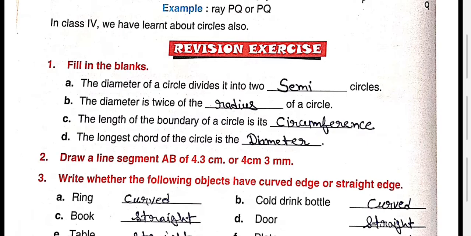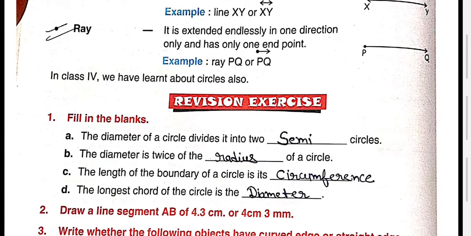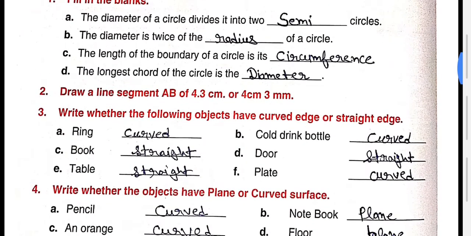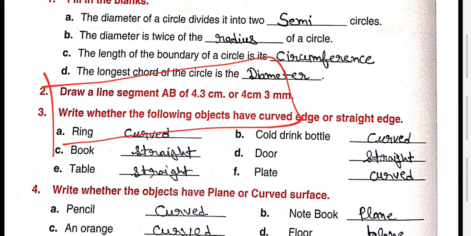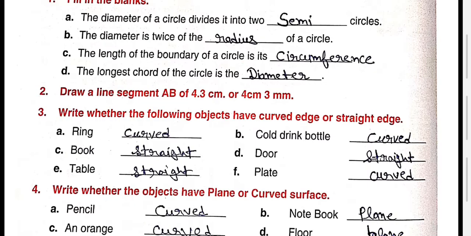Draw a line segment AB of 4.3 cm, or 4 cm 3 mm. Just take a scale and draw a point here and a point here, and on the scale find 4.3. It's 4 here and a small point there, just find the small point 3 and put the decimal here, and then join. So it is known as AB. You write here 4.3. So simply you can draw a line of 4.3 centimeters, no problem.